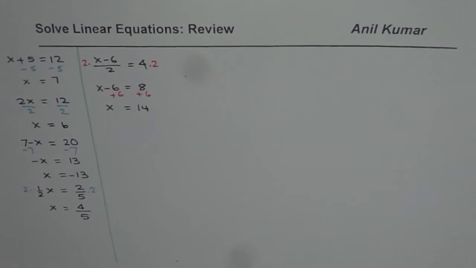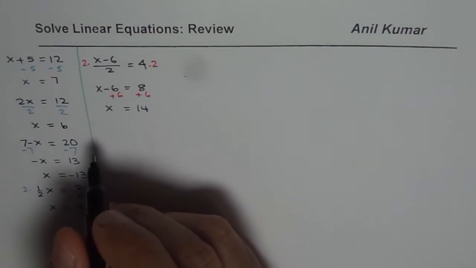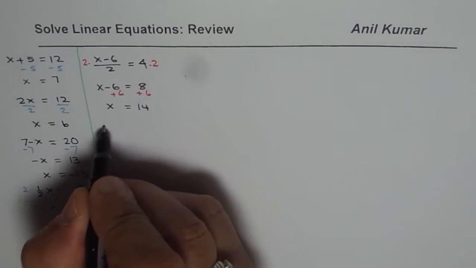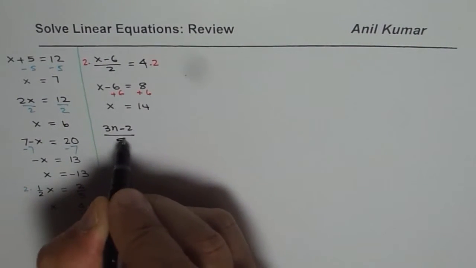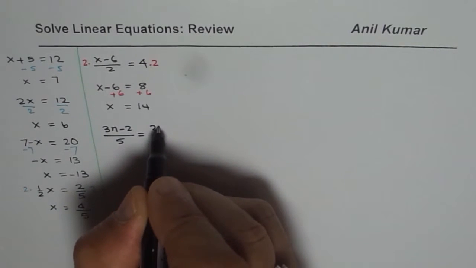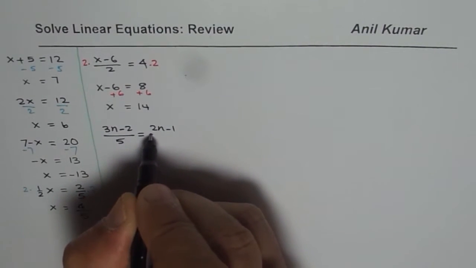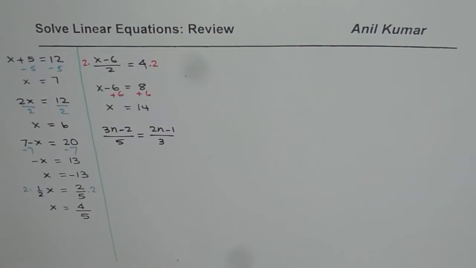Well, there could be cases when we have fractions on both the sides. In that case, how do we solve the question? So slowly we are getting into the trickier part, right? So we'll have an equation like (3n minus 2) over, let us say, 5 equals (2n minus 1) over a different number, let's say 3. How to solve such an equation?